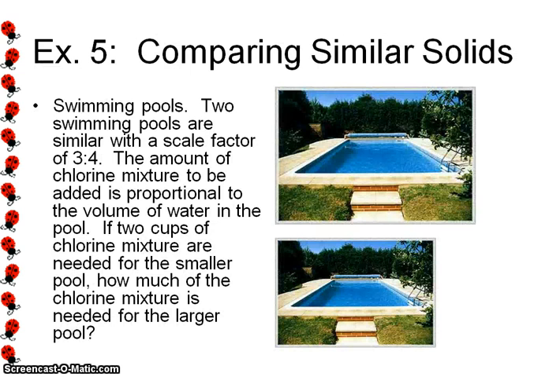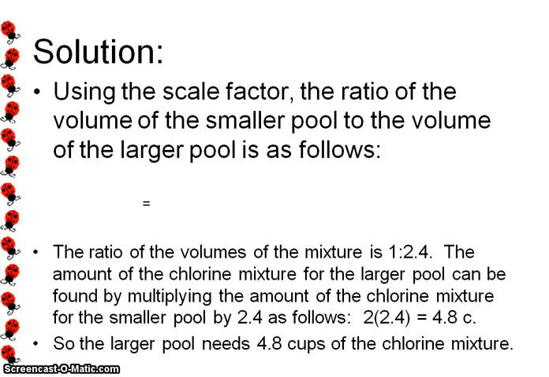All right, and then finally, comparing similar solids. If I have two swimming pools, and I'm telling you that they're similar, so their shapes are similar, it's a scale factor of, I guess, 3 to 4. And I tell you that the amount of chlorine mixture to be added is proportional to the volume of water in the pool. So if 2 cups of chlorine are needed for the smaller pool, how many cups of chlorine are needed for the larger pool?